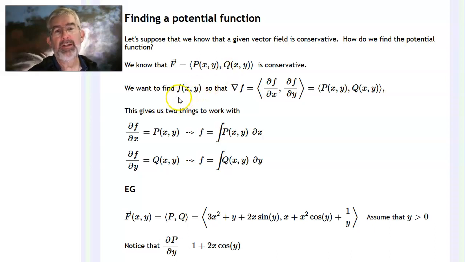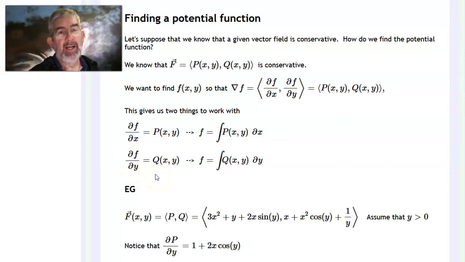That is, I want to find a function little f so that the gradient of little f, which is calculated as partial f partial x, comma partial f partial y, is equal to the vector field that we start with here, P comma Q. So in order for these two vectors to be equal, the first component has to equal the first component, and the second has to equal the second. That tells me that the partial of f with respect to x has got to equal P, and the partial of f with respect to y has got to equal Q.